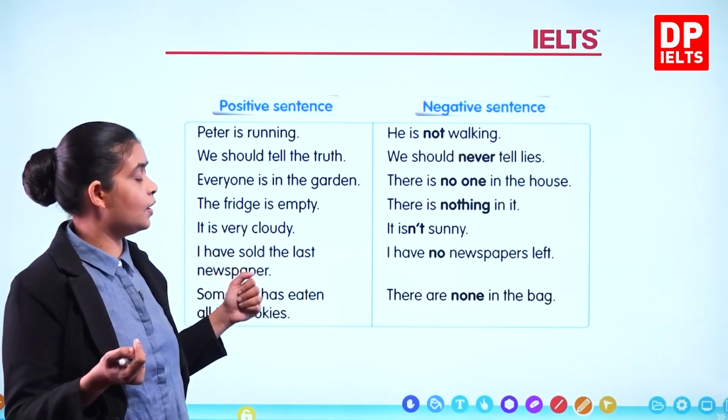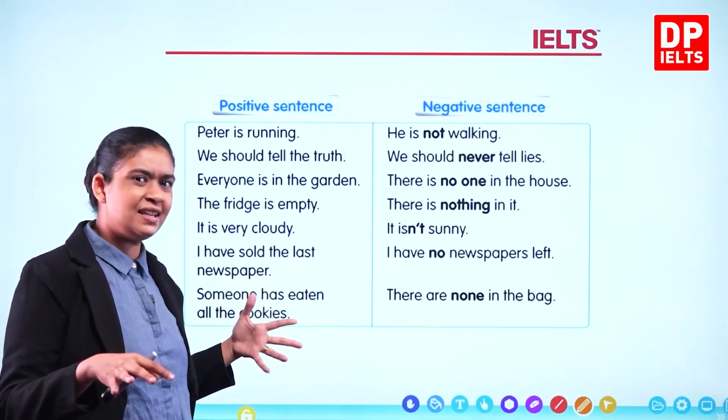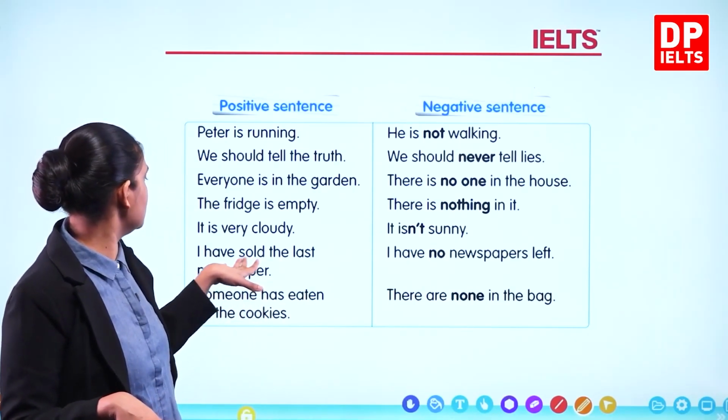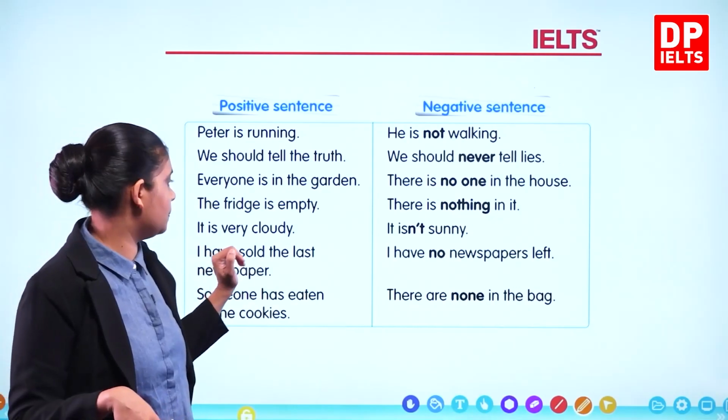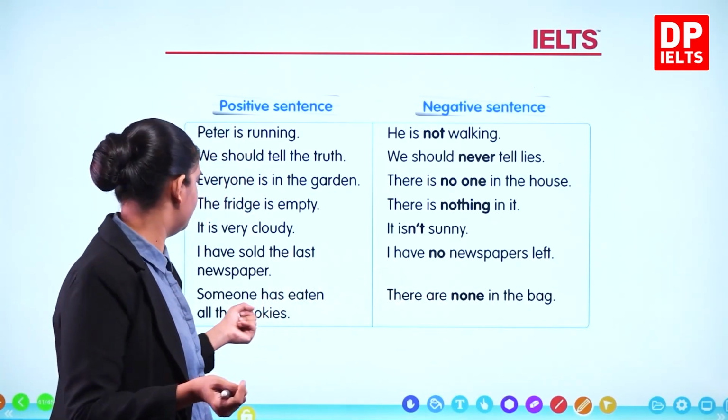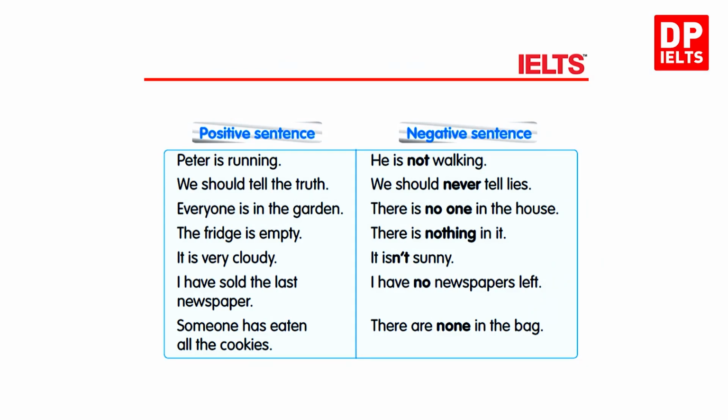It is very cloudy, positive. It isn't sunny, negative again. I have sold the last newspaper, positive. No newspapers left, negative. It is very cloudy, முகில் கூட்டமாக உள்ளது, பாசிட்டிவ். இட் isn't sunny, வெளிச்சம், அதாவது சூரிய வெளிச்சம் இருக்கிற நேரம் இல்லை இப்போது, நெகட்டிவ் சென்டென்ஸ்.